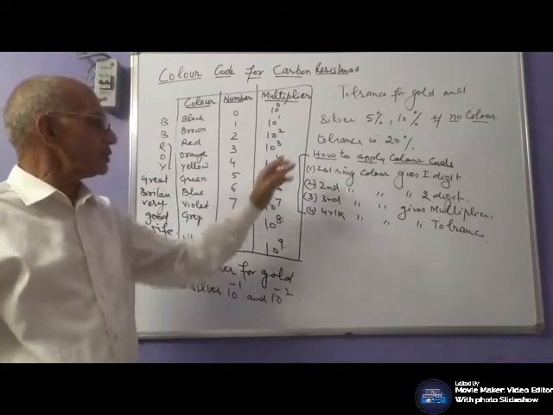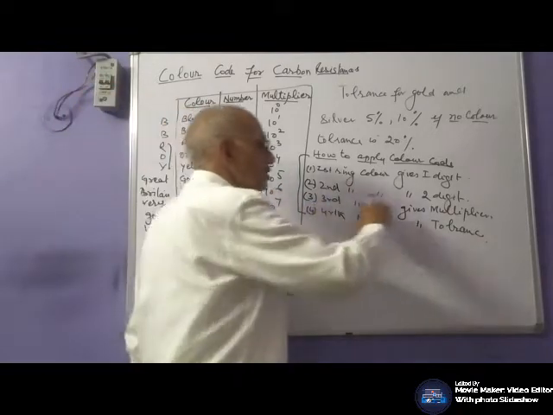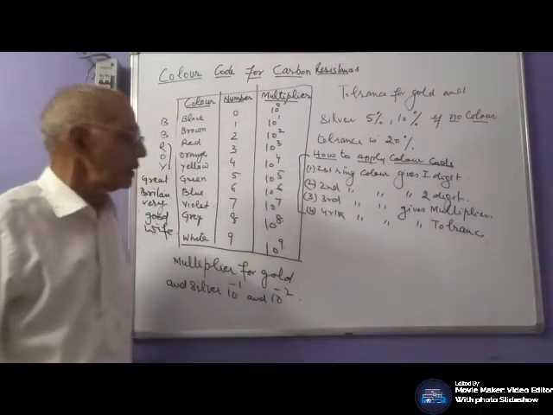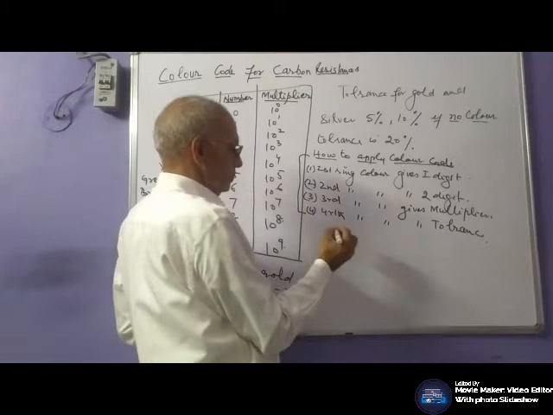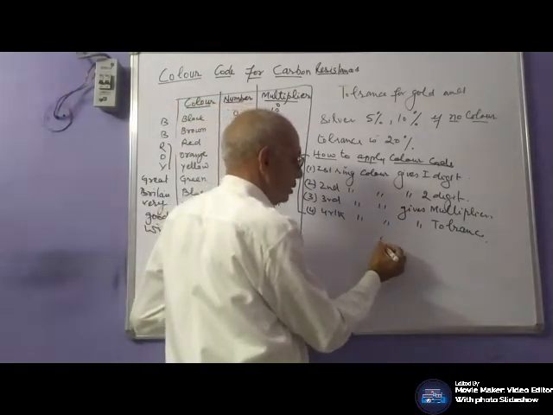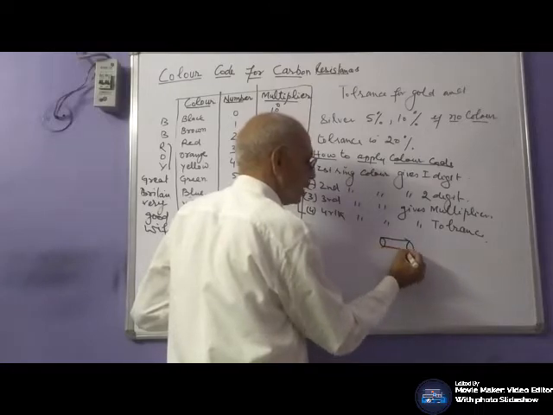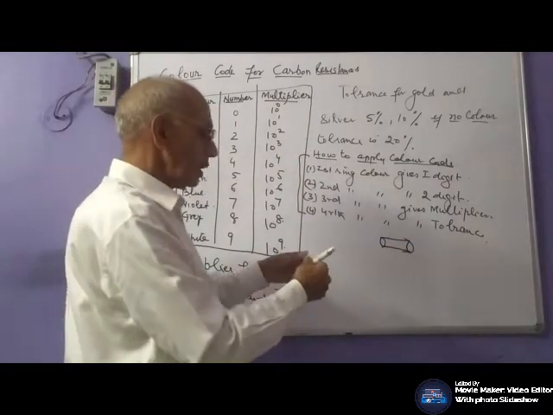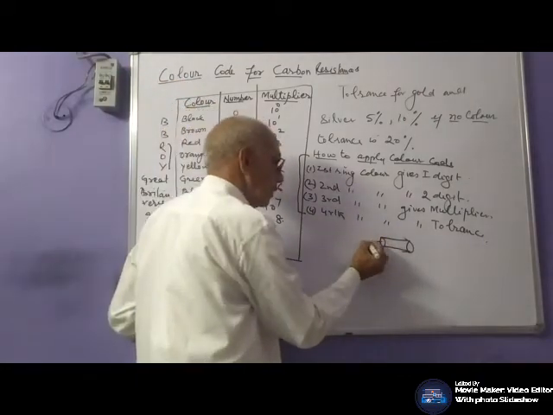How to apply? First ring color gives first digit, second ring color gives second digit of this carbon resistance. Third ring color. For example, this is a carbon resistance. This is a black cylinder, like a marker. This is white, this is black. This is the connecting wire.